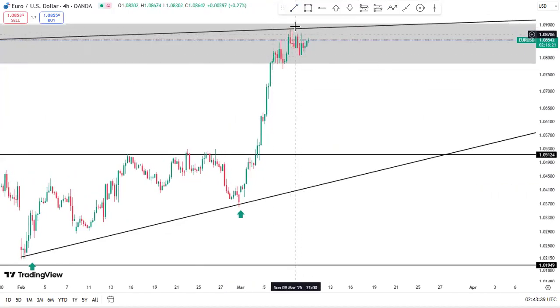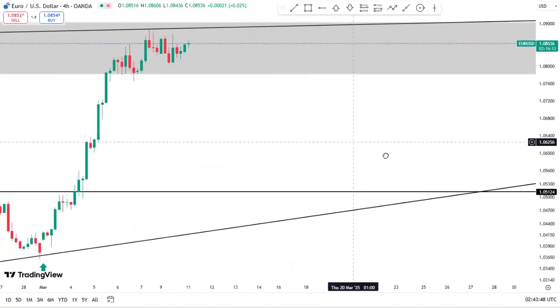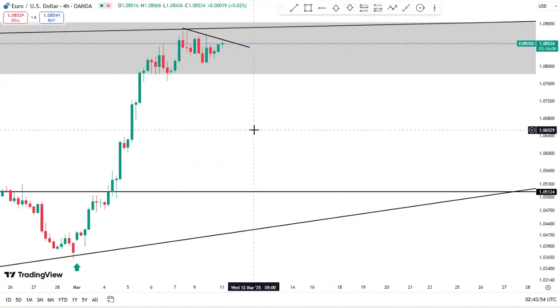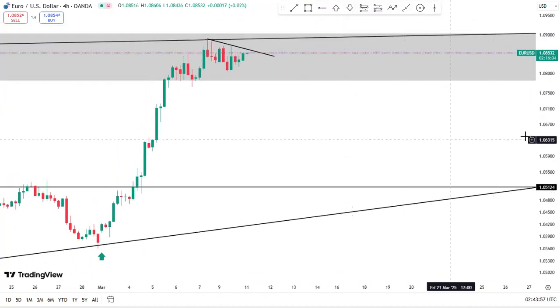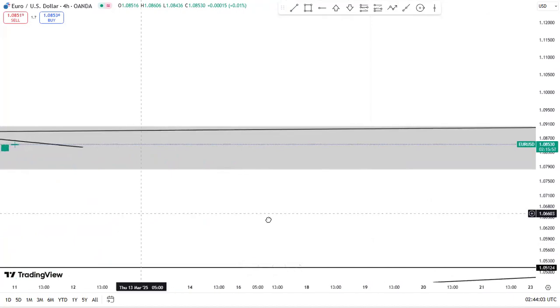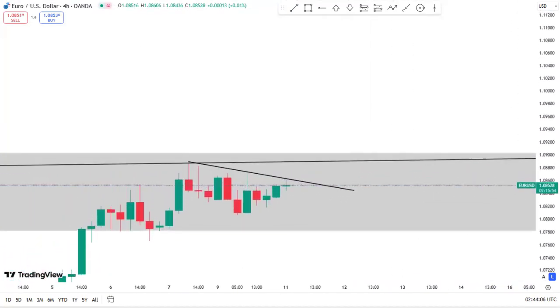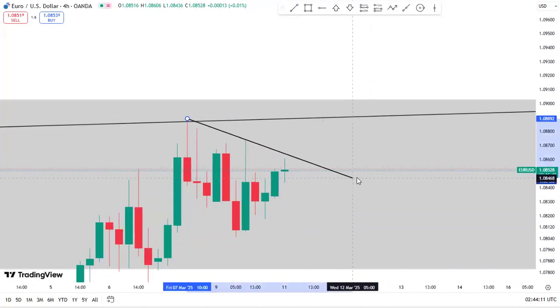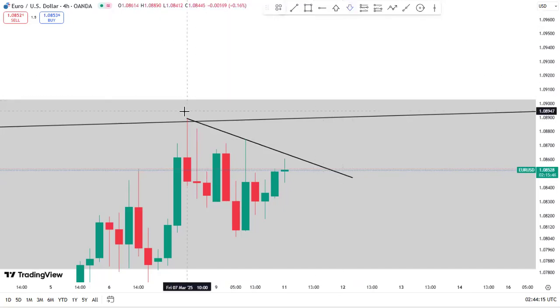On 4 hour time frame, what is it we have here? We have a break of structure. What are you going to do here? We have two things. Add your trend line like this and wait. Let's do like this. Here's your first touch. Here's your second touch.